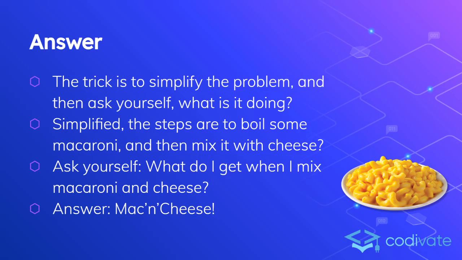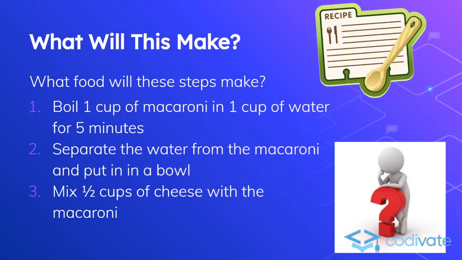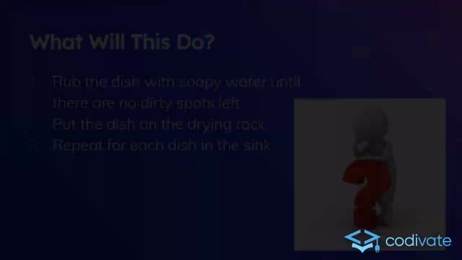You need to find the keywords, and if that's not enough, just run through the code. Like, run through it yourself. Just think, if you imagine yourself doing these things, what would you end up with if you actually boiled macaroni and then mixed it with cheese? What would you end up with if you actually did that? That's another way to think about it.